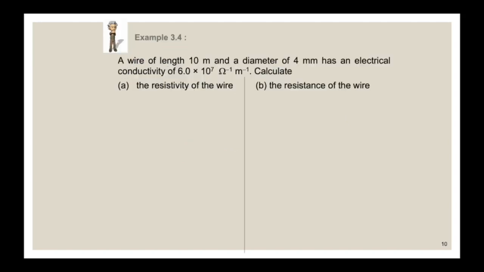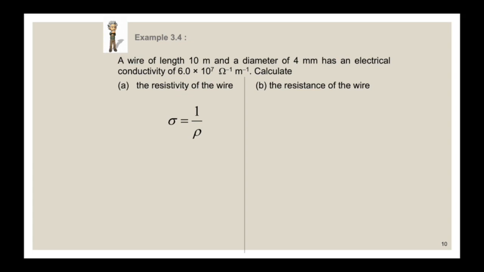Right, so an example for 3.2: a wire of length 10 meters, which is L, and diameter of 4 millimeters has an electrical conductivity of 6 times 10 to the power 7 per ohm per meter. Calculate the resistivity of the wire. Make sure you know, if you look at the questions, they ask for resistivity and then for resistance. So in A they want the rho and in B they want the R.